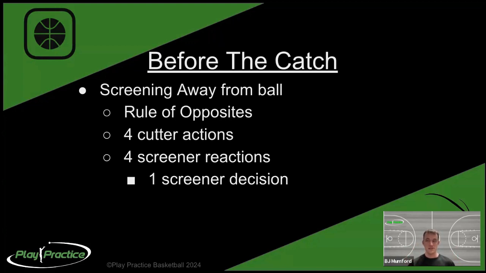So this week is really to try to lock in that more general concept that can apply to a lot of things and show you a different way to use it in relation to a screen away from the ball. So back to the basics of rule of opposites. If you are the cutter, you have the initiative and the decision of where you're going to go. If you are the screener, you are reacting to the cutter. So same as our dribble handoff, it's the receiver of the ball that's the decision maker. They are trying to attack the basket.